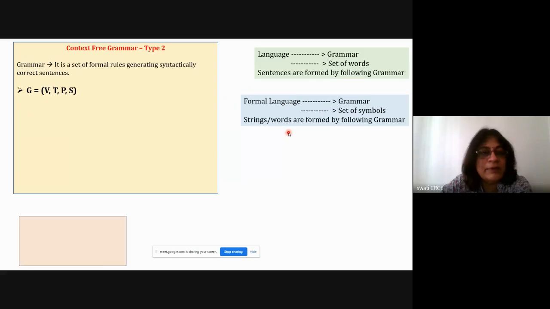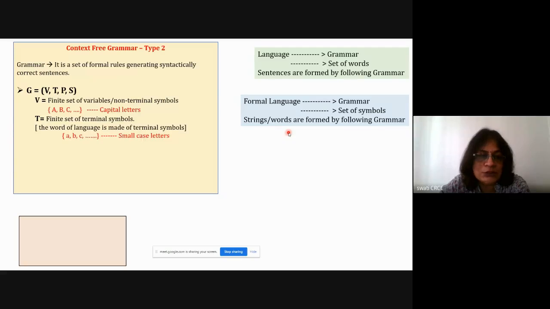Now, the grammar can be defined as G equal to (V, T, P, S), where V is the set of variables which are capital letters, T is the set of terminal symbols which are the small case letters, and P is the set of rules that are called production rules, and S is the starting symbol. So a context-free grammar is also called a type 2 grammar. The language is the context-free language, and the machine is the push-down machine. The grammar is defined as VTPS, a group of four elements: set of variables, set of terminal symbols, set of production rules, and the starting symbol.